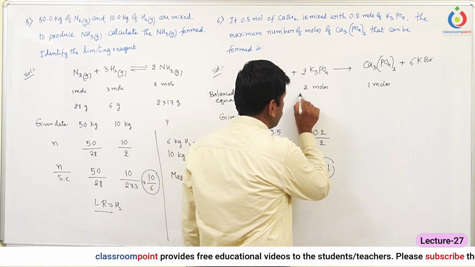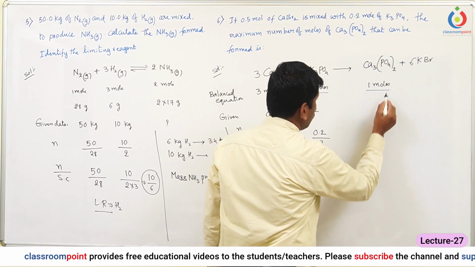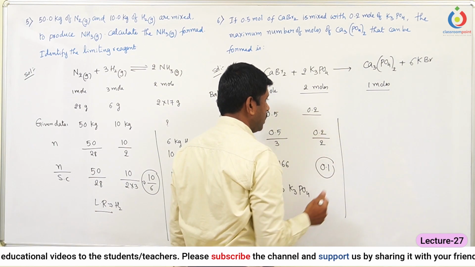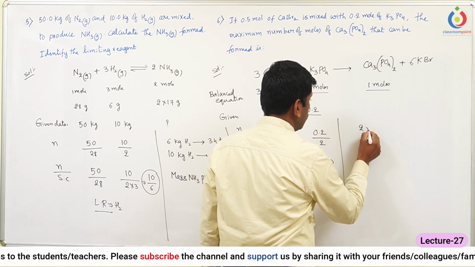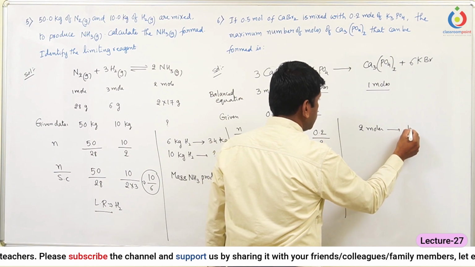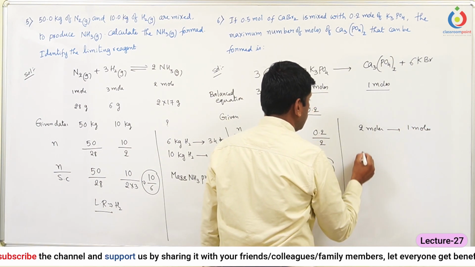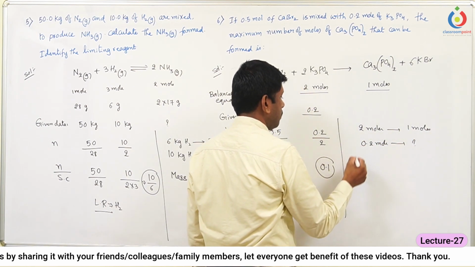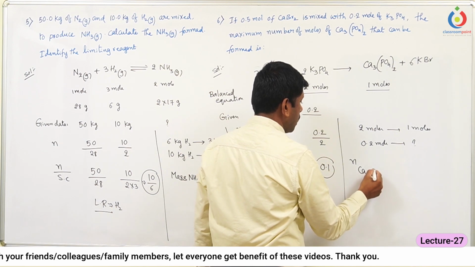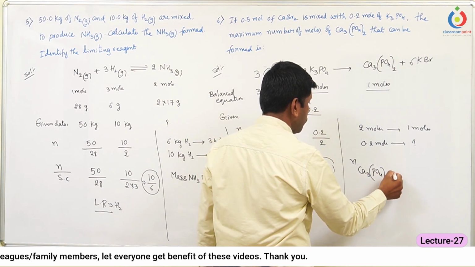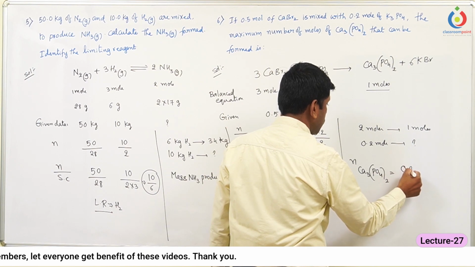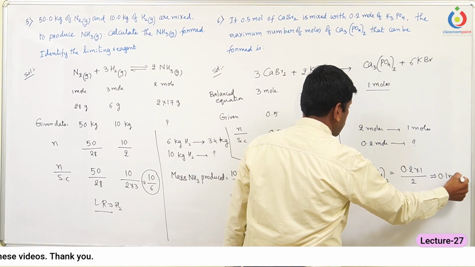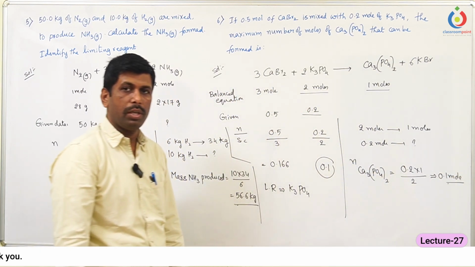Now the moles of calcium phosphate produced depend upon the limiting reagent, potassium phosphate. From the balanced equation, 2 moles give 1 mole. Then 0.2 moles can produce how many moles? That could be 0.1 moles. Let us see: 2 moles produce 1 mole of calcium phosphate, so 0.2 moles can produce, by cross multiplication, 0.2 into 1 by 2, which equals 0.1 mole of calcium phosphate.